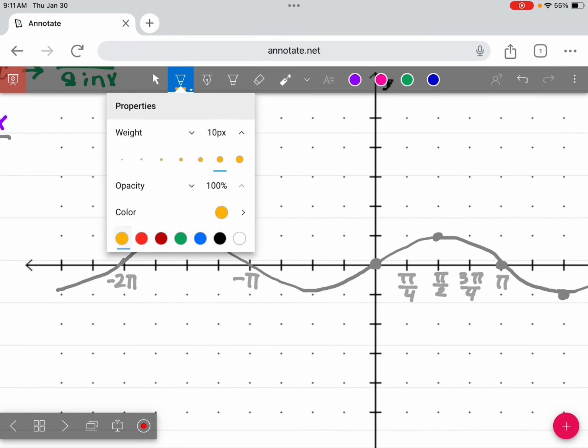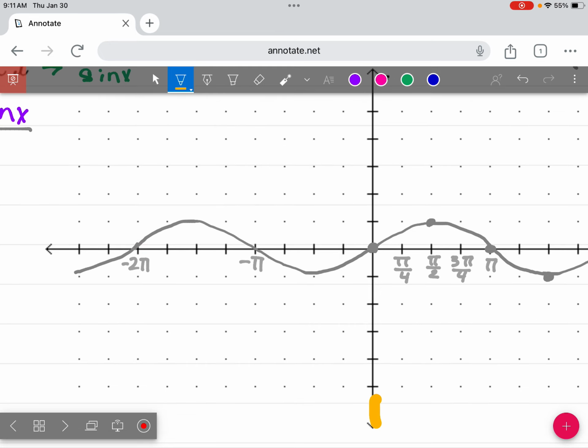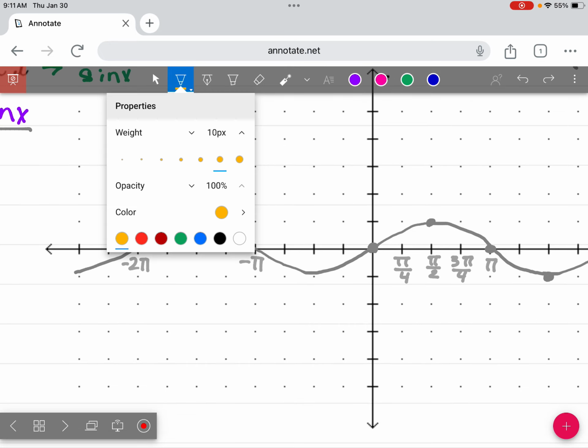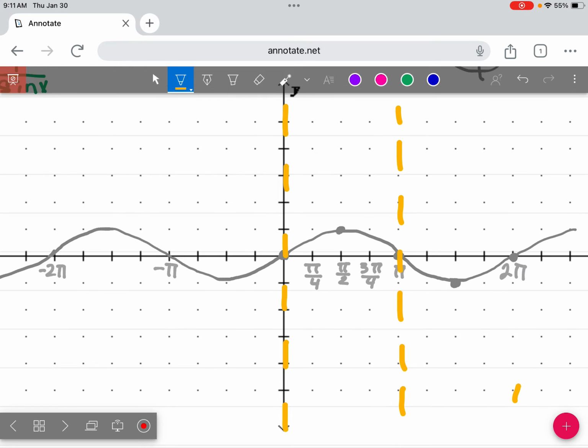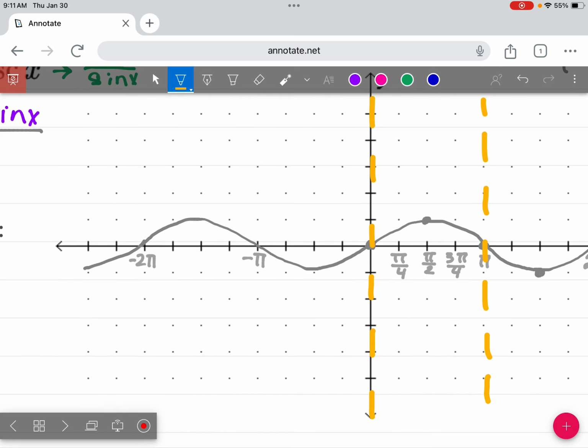I'm going to do mine in a yellow. Whoa, way too chunky. So off of sine, still too chunky. Every place that we have a 0 on sine, we're going to put an asymptote for cosecant. So we're going to have one at 0. We're going to have one at pi. We're going to have one at 2 pi. We're going to have one at minus pi.